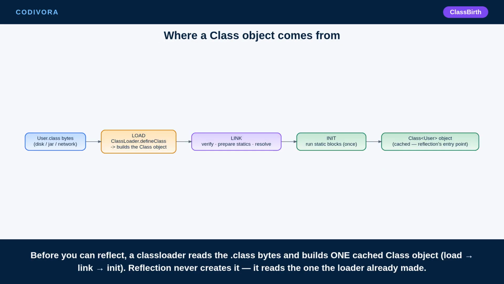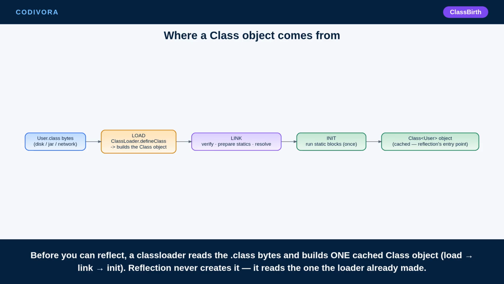Reflection feels like magic until you see where its starting point comes from. Before you can reflect on a class, a class loader has to build the class object for it, and that happens in three phases the first time the class is used. Load. The class loader finds the .class bytes and calls defineClass, which parses them and creates exactly one class object, stored in metaspace. Link. It verifies the bytecode, prepares the static fields, and resolves references to other classes. Init. It runs the static initializer blocks once. The result is a single cached class object per class, and that object is the door reflection walks through.